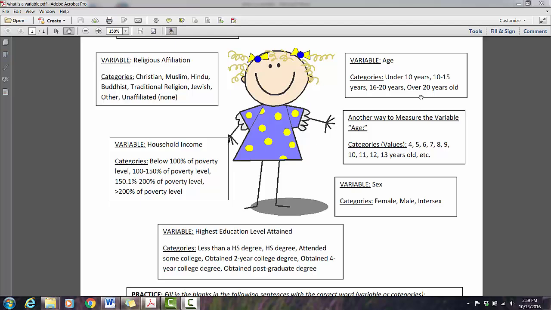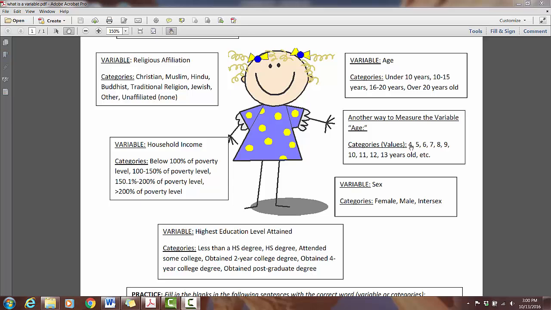If we measured the variable age by using the question, how old are you, and then left a blank for the person to fill in their age, we would end up with categories that are basically just each individual numerical age, one at a time. Even though these are single numerical values, you can still accurately use the term categories to refer to them. Or sometimes you'll hear them referred to as values, but it means the same thing. So what I have here on the page, rather than the categories being a block of possible ages, 10 to 15 years, 16 to 20 years, the category is 4.